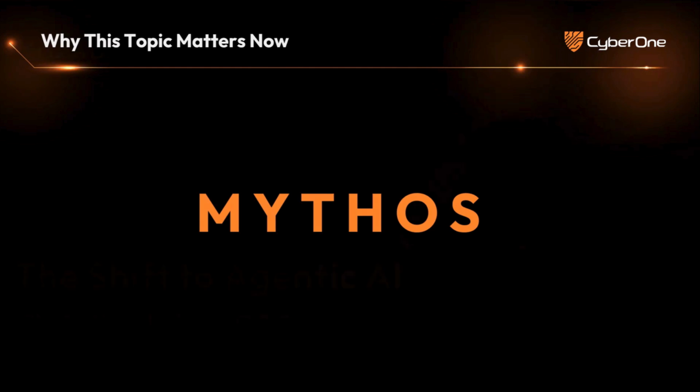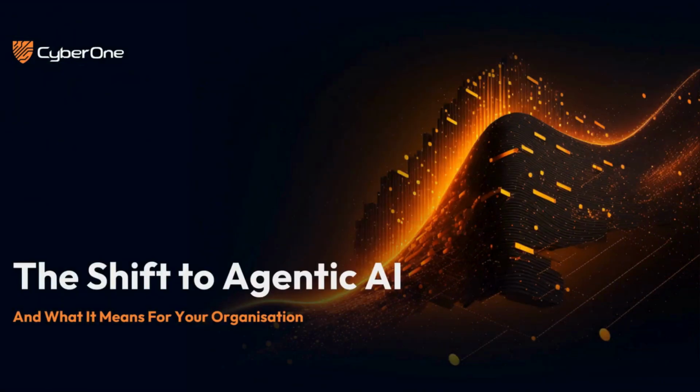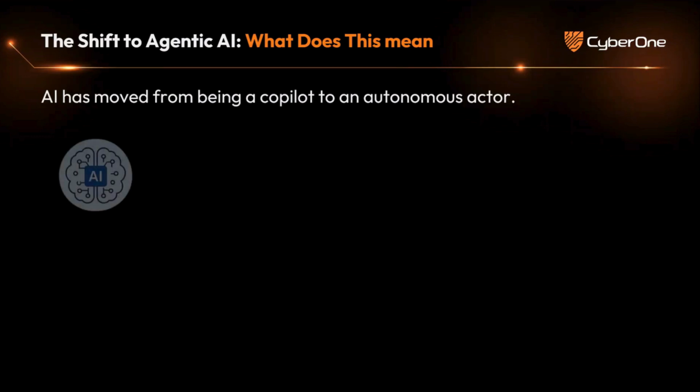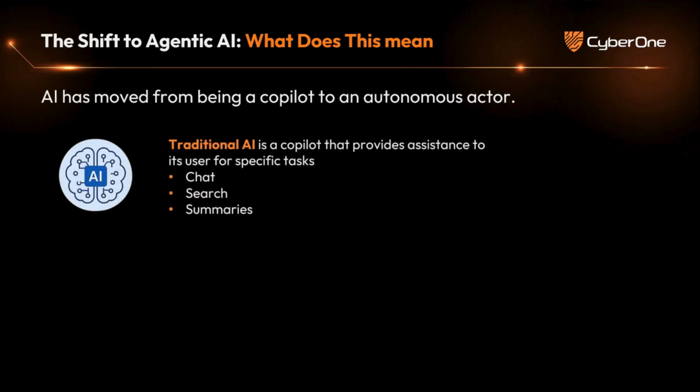So without further ado, the shift to agentic AI and what it means for your organization. I thought it would be important just to define first what I mean by agentic AI. And to do that, I'm going to explain traditional AI. So traditional AI, think of it like ChatGPT, okay? Traditional almost implies that it's historic, but obviously it's not historic. This is all recent developments over the last number of years. So I'm calling it traditional AI.